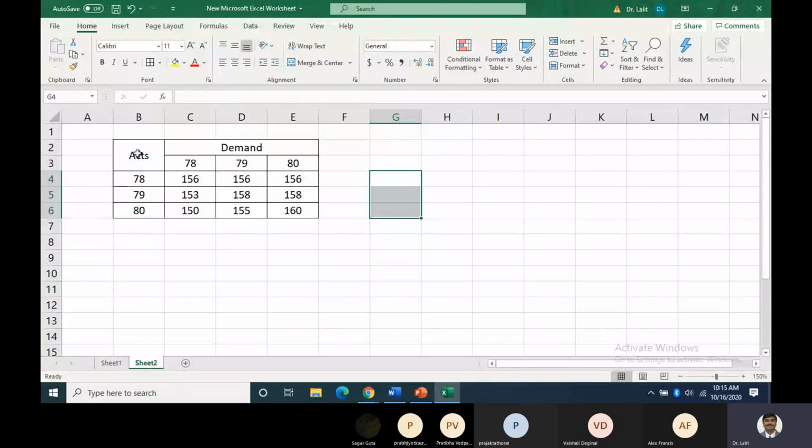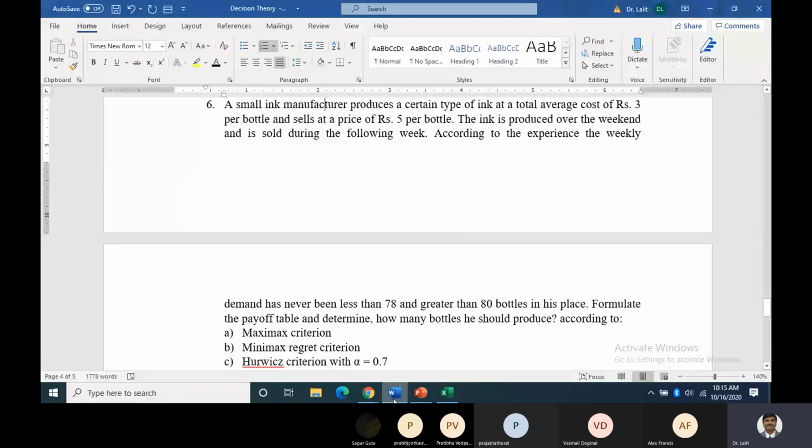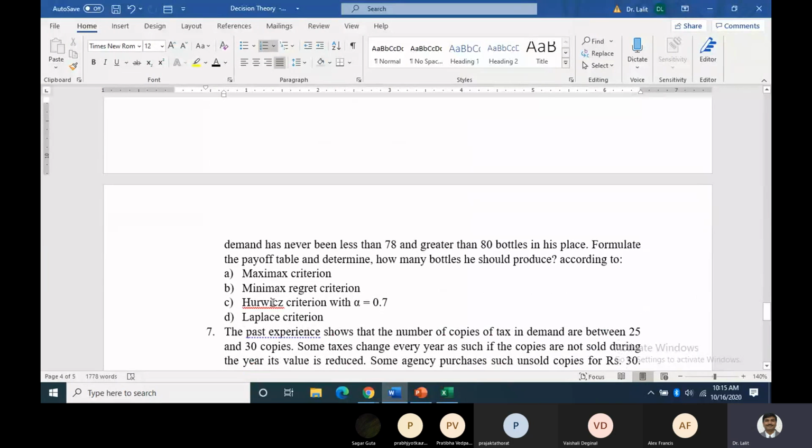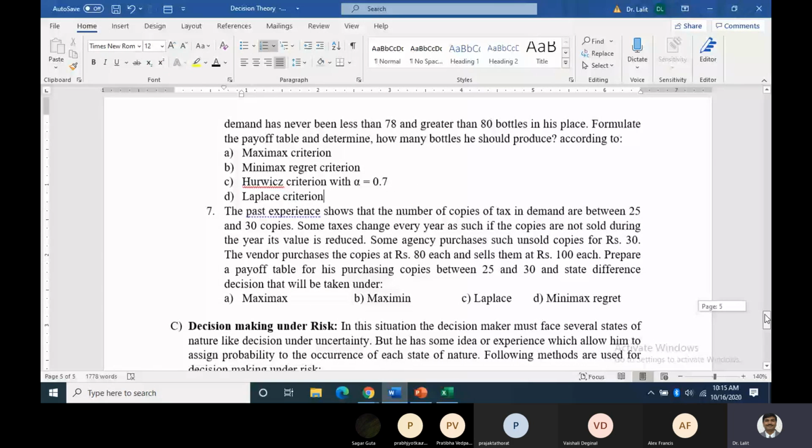Right. अब एक बार payoff मैट्रिक्स आपने जनरेट किया, then you can use any criteria to make a decision. Okay. यहाँ पे कौन से क्राइटेरिया यूज करने हैं? मैक्सिमैक्स क्राइटेरिया, मिनिमैक्स रिग्रेट क्राइटेरिया, हर्विस क्राइटेरिया विथ अल्फा इक्वल टू 0.7 एंड लैप्लास क्राइटेरिया. ओके. क्वेश्चन नंबर 7 भी सिमिलर है.